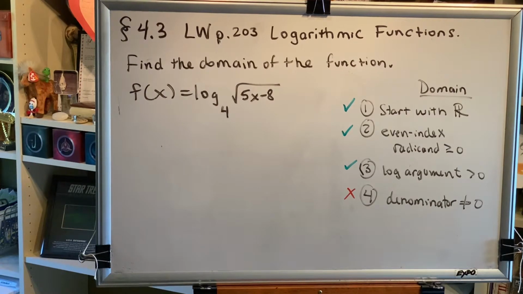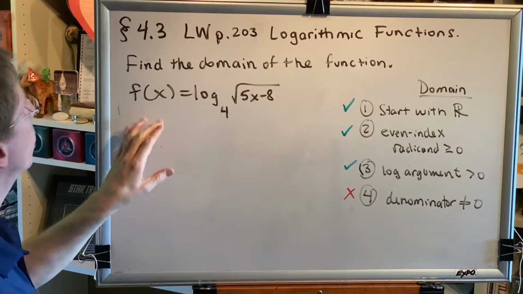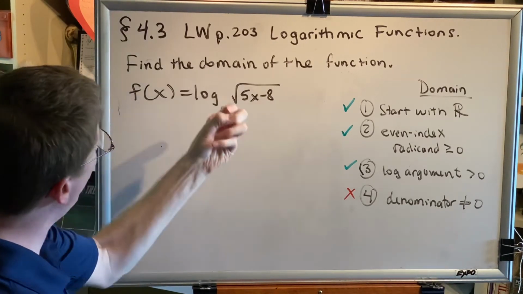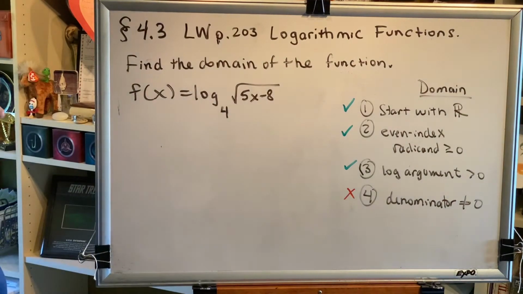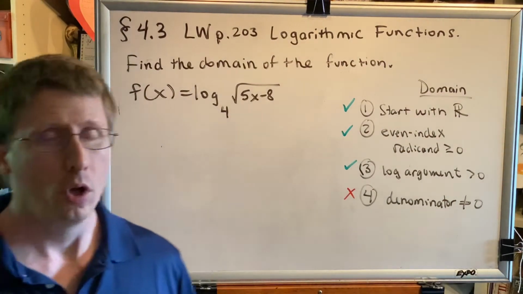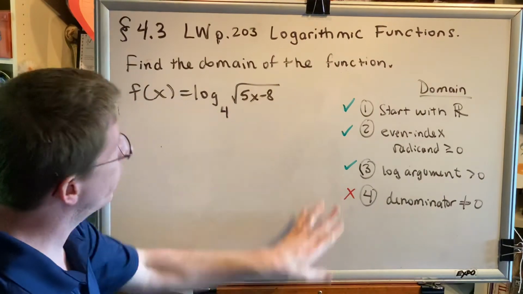We continue learning workbook page 203 with this problem. Find the domain of the function f of x equals log base 4 of the argument square root of the difference 5x minus 8. Okay, so we finally started to get a mix of the different 4 steps.